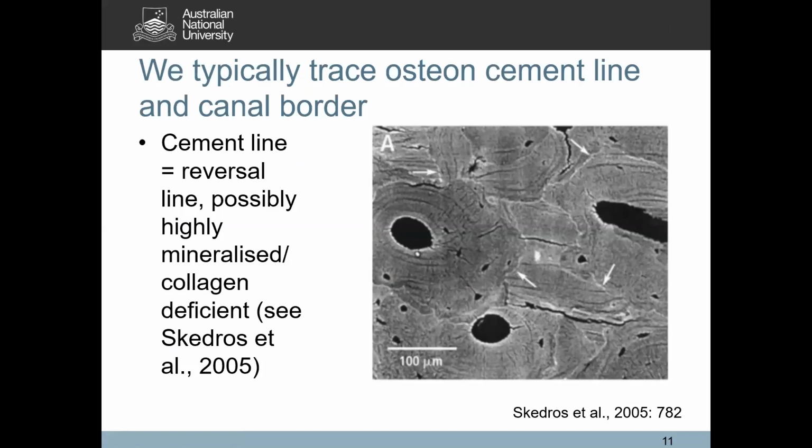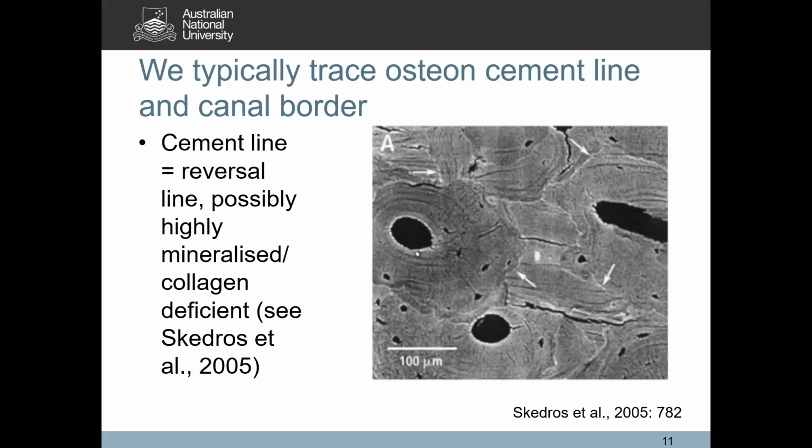Okay, so this is just an overview of the different osteon structures and how they relate to BMU formation. And so when we're talking about quantifying these geometric properties, we typically trace osteon cement lines and the border of the Haversian canal. Now, I've mentioned it several times now. I keep using the term cement line. It's basically a reversal line of the BMU, and we also still don't fully understand the composition of it and what it actually is.